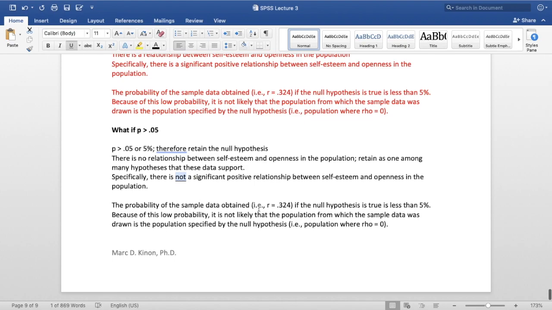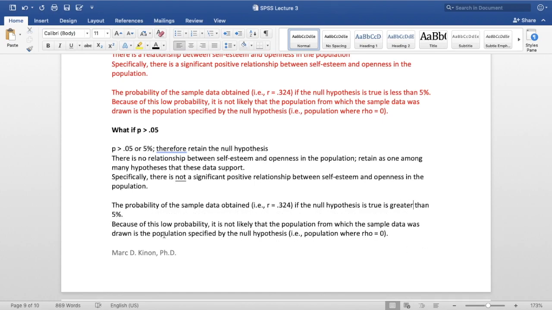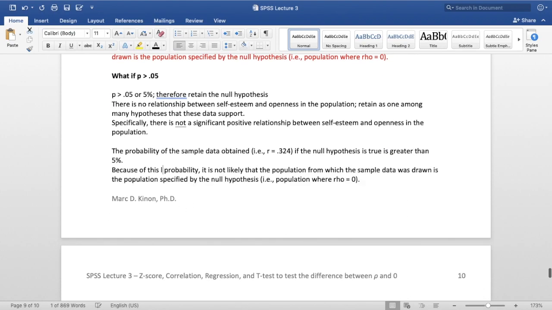The probability of the sample data obtained, if the null hypothesis is true, is greater than 5%. Because of this large probability, it is likely that the population from which the sample data was drawn is the population specified by the null hypothesis. Okay, perfect.